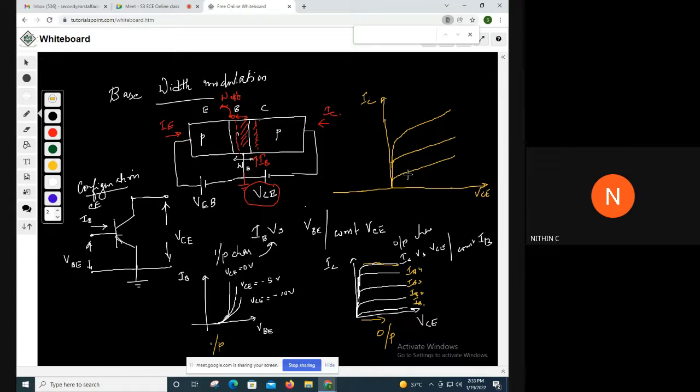And here one thing that you need to do is extrapolate. Extrapolate means you need to extend this graph back to one point.